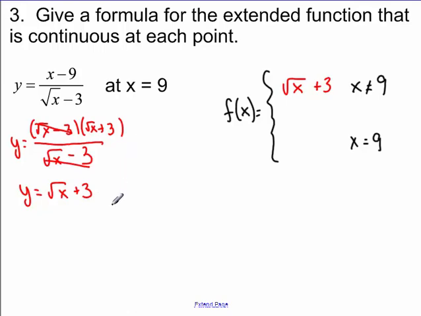And then what would that value be? What would fill in this hole? This was technically a hole here. So if I plug in 9 for x, that would fill in the hole and get a y value of 6.